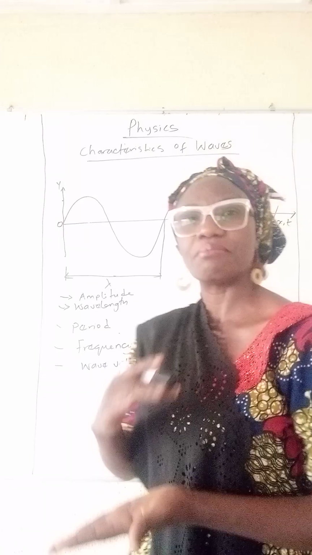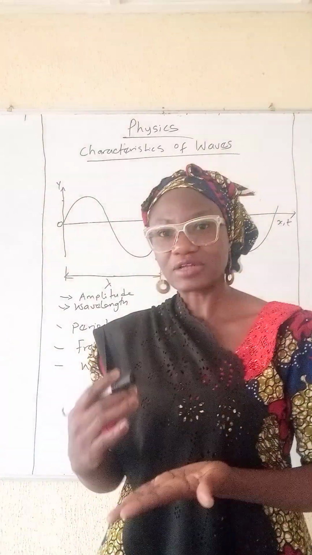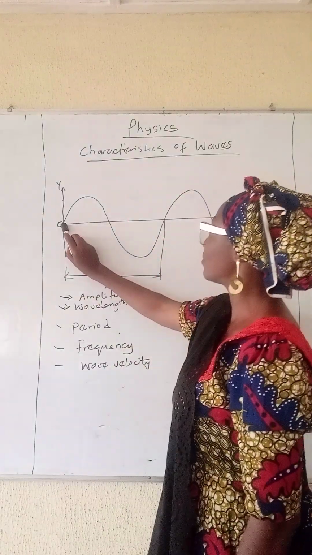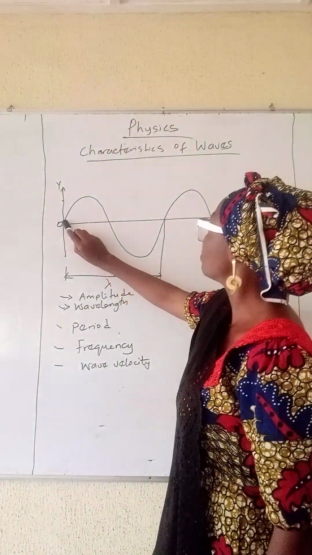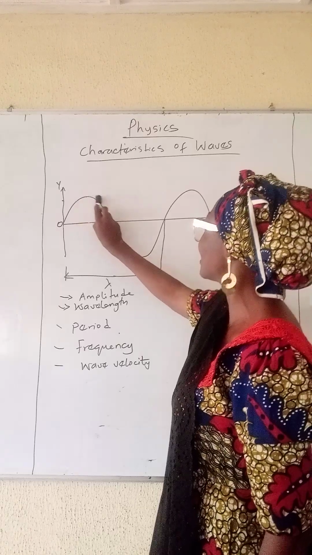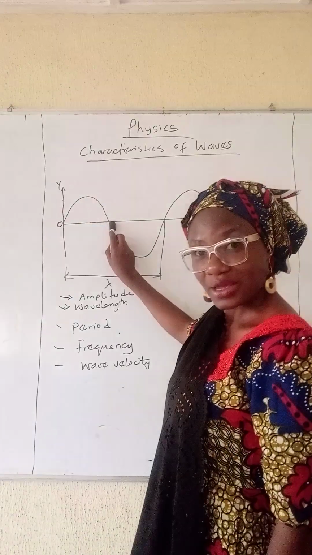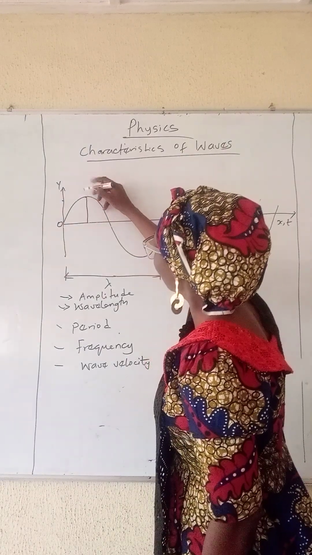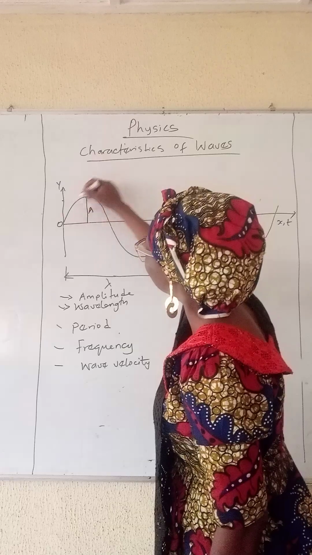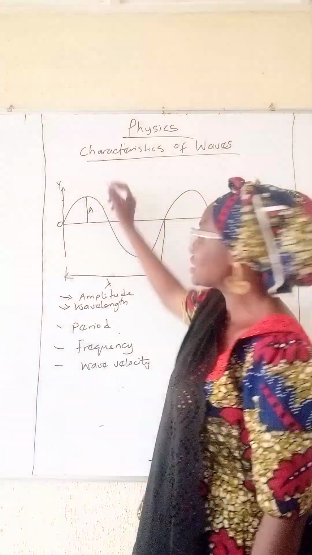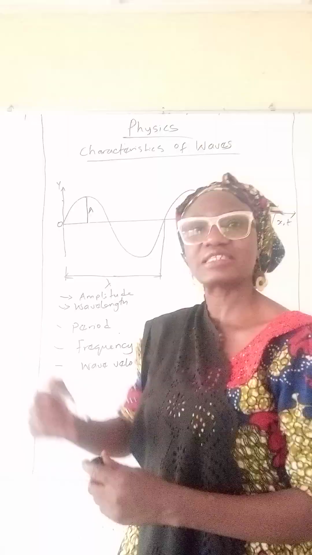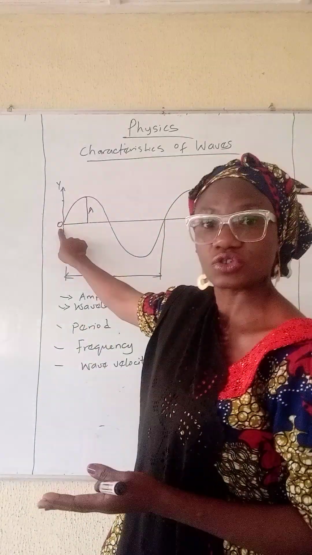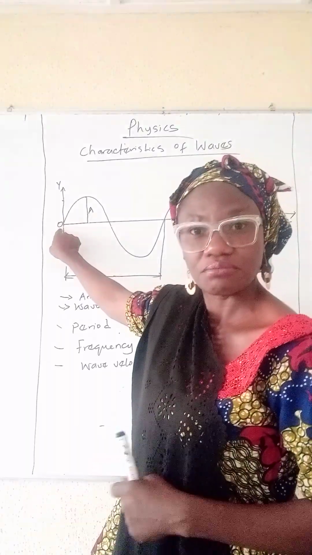Amplitude is simply the maximum displacement of a particle from the mean or equilibrium position. Let's assume that this is the equilibrium position, this 0, and the particle moves to this maximum point and then drops back to 0. This is the maximum displacement, so this is called the amplitude, the maximum displacement of the particle from its equilibrium position, or mean position.